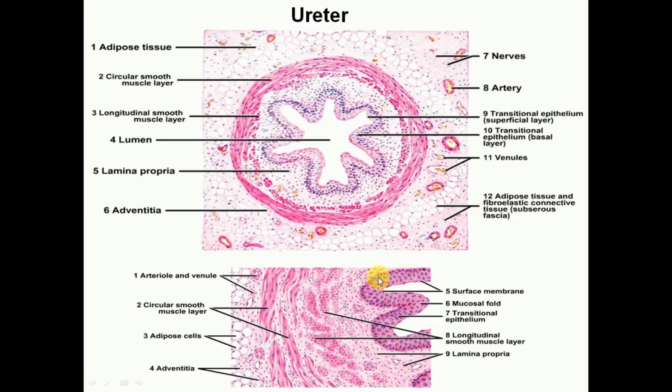So if we see this diagram, this is the lumen. The lumen is star-shaped, and there are longitudinal folds of the mucosa which give it this appearance. And there is a lining of transitional epithelium, as we can see here.